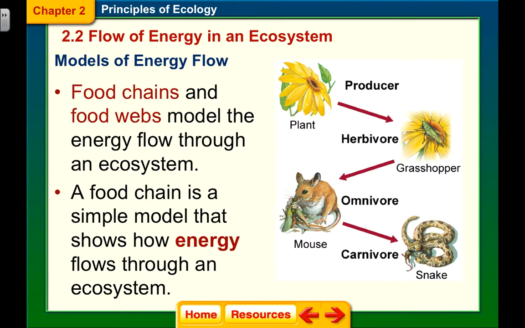So models of energy flow, this is where the food chains, food webs, and food pyramids come in, are these models. Food chains and food webs model the energy flow through an ecosystem. A chain is a very simple model. This is a chain. You learn about this in third grade too. It shows that energy comes from the sun, first of all, and it goes to the producers, then to the herbivores, then to the omnivores, then to the carnivores. And so these arrows are pointing from the thing that is being eaten to the eater.